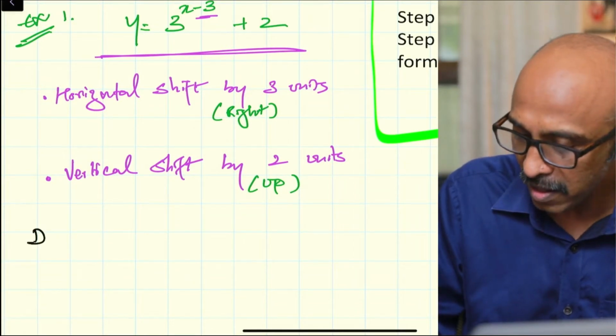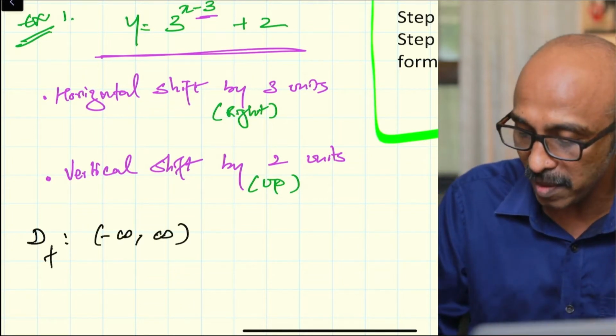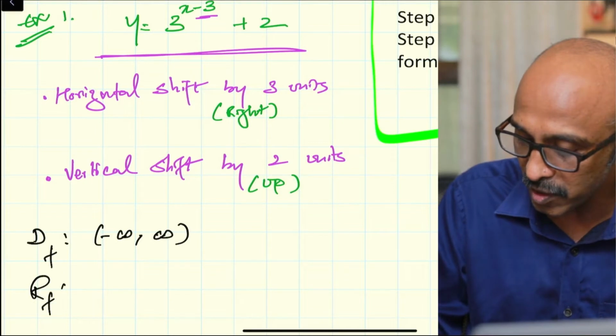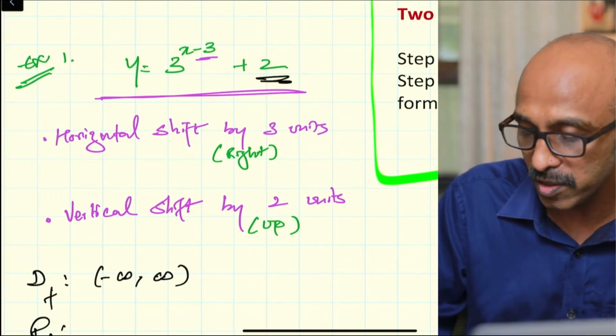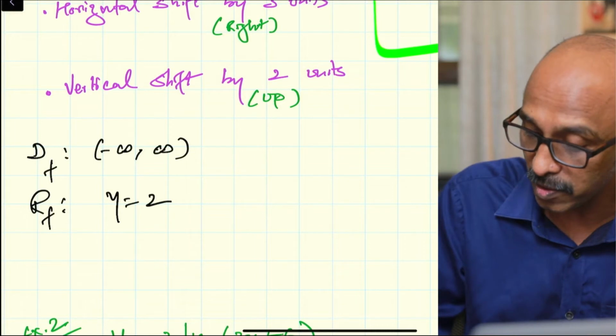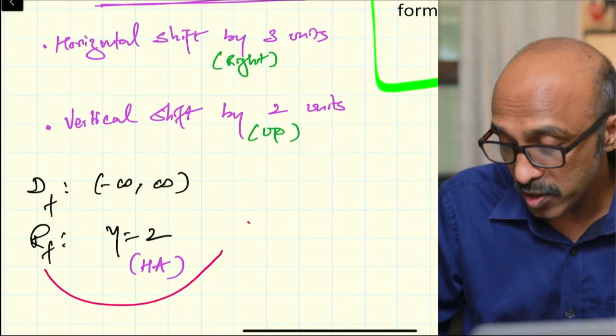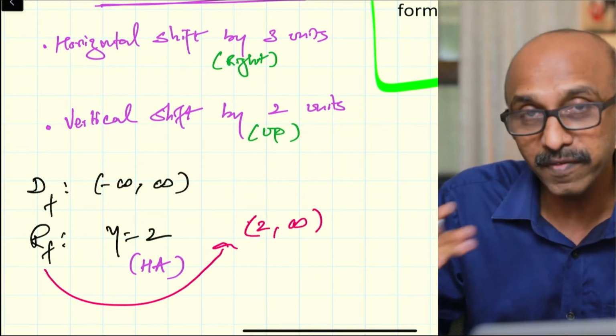The domain of this function is going to be all real numbers. For every exponential function, you know that the domain is all real numbers. The range of this function is going to be from that horizontal asymptote. You know that y equals 2 is the horizontal asymptote, so the range would not include 2 and will go all the way up to infinity.